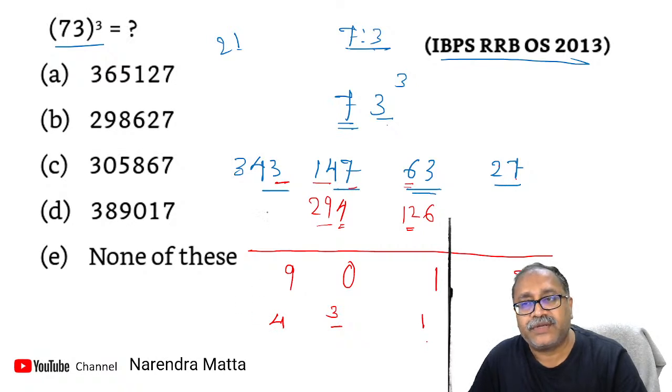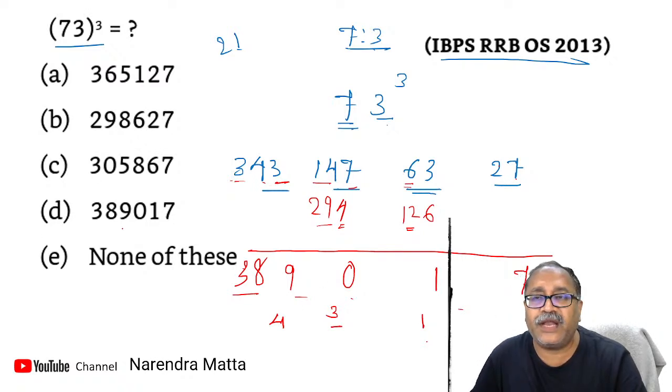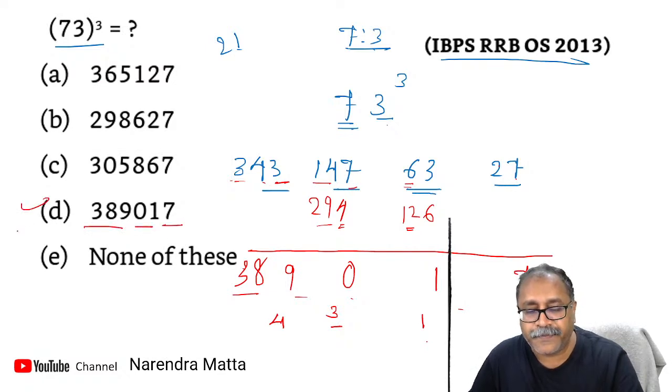And what next? This 34 will come as it is, but carry 4 is there. So 34 plus 4 is 38. That's how I get the answer, and this is my final result. That's 38, 90, 17. Is the answer there anywhere? 38, 90, 17. So option D.